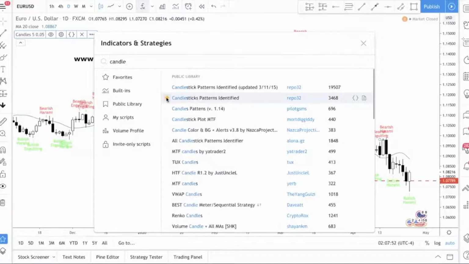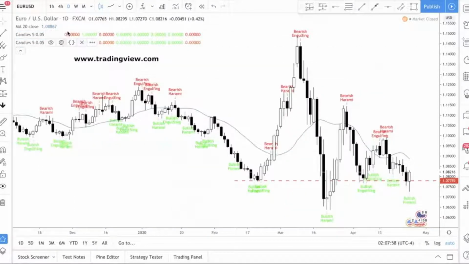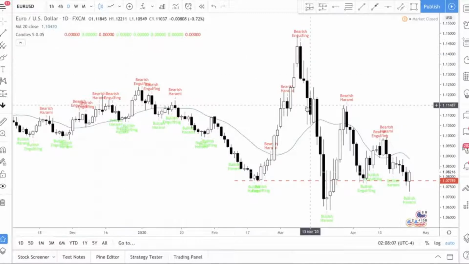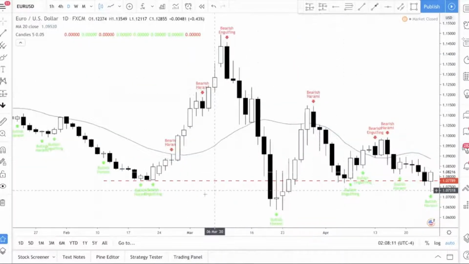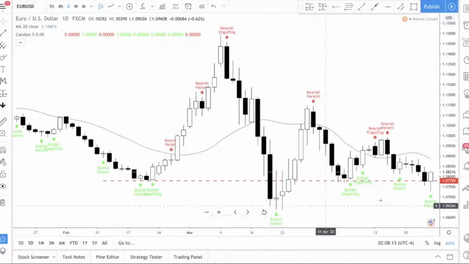You can click the star. Star basically means you are adding it to your favorites, so just click it and it will show up. Right now I have two of it showing up, so I will just delete one. You can see that it's actually very useful. You can see, oh, this is a bearish harami. You have a bullish engulfing, you have another bullish engulfing.